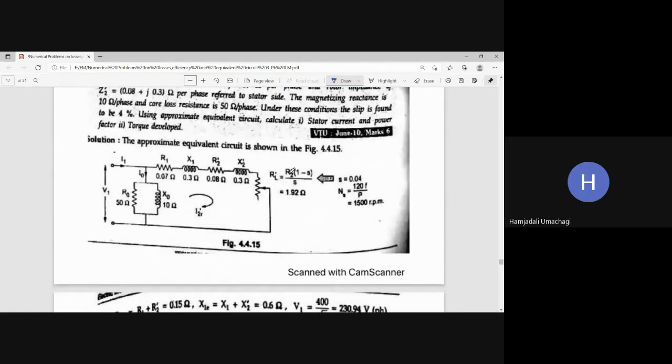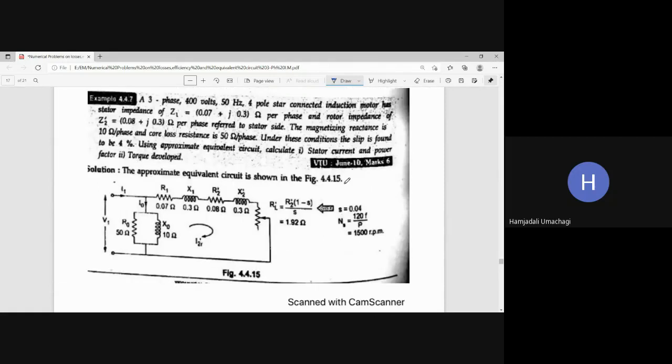In order to calculate the RL dash, we should calculate Ns and N. So first we'll calculate the required parameters. Ns is the synchronous speed, given by the formula 120 f by p, where frequency is 50 and number of poles is 4. So 120 into 50 by 4, the synchronous speed Ns will be 1500 rpm.